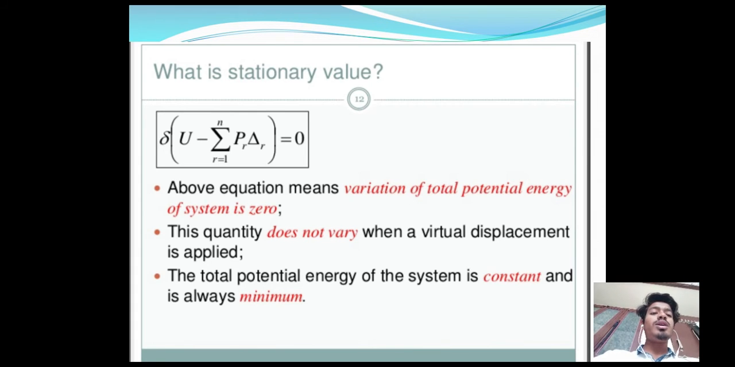The total potential energy of this system is constant and is always minimum. Always the total potential energy of a system will be minimum, and this quantity does not vary when a virtual displacement is applied.